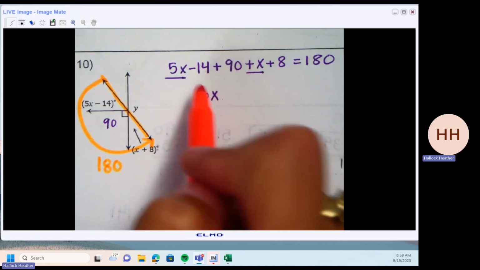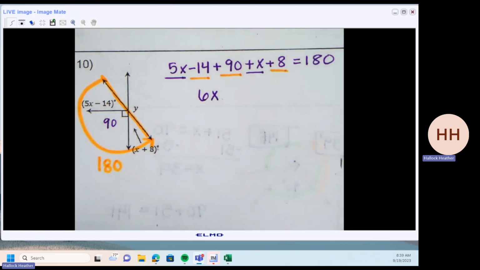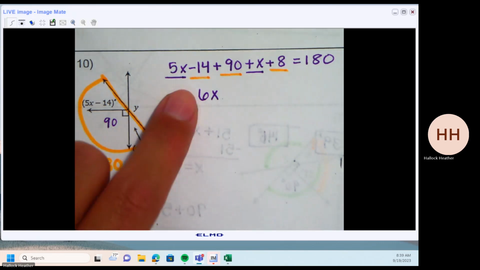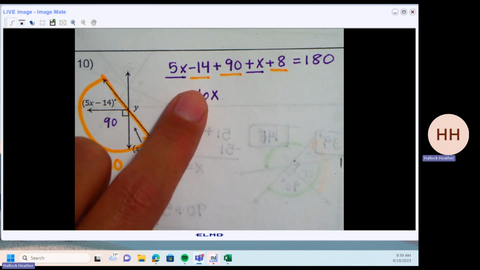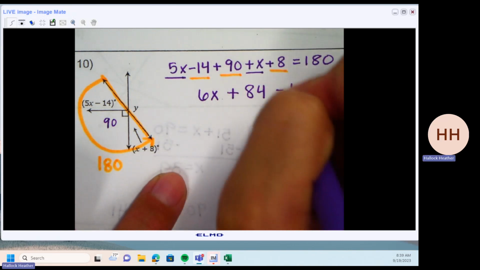Now I have to be careful with my numbers. I have negative 14, I have positive 90 and positive 8. I'm adding them all together. So if I take negative 14, add 90, I should be checking that. Did you guys get the same thing? Plus 90 plus, okay, 84. 6x plus 84 equals 180.